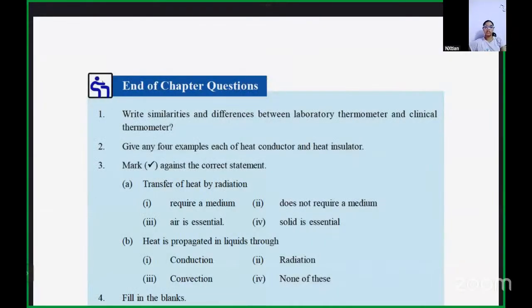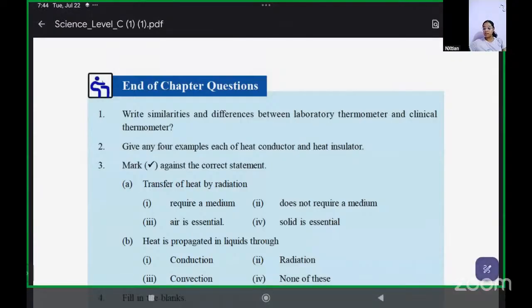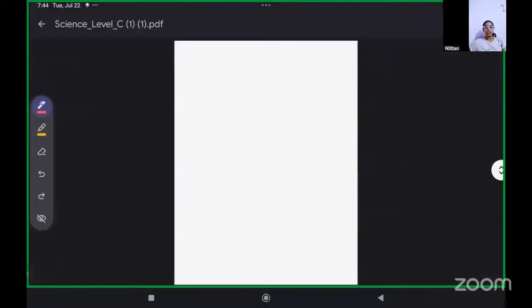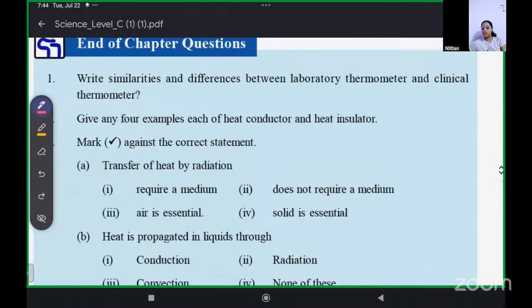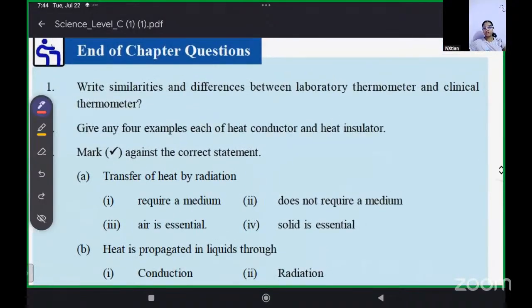Now, the first question: what are the similarities and differences between a laboratory thermometer and a clinical thermometer? When such a question comes, how do you have to answer it? You have to make two columns. First, you write "Differences" on the top, and then "Laboratory thermometer" and "Clinical thermometer", and then you write the differences.